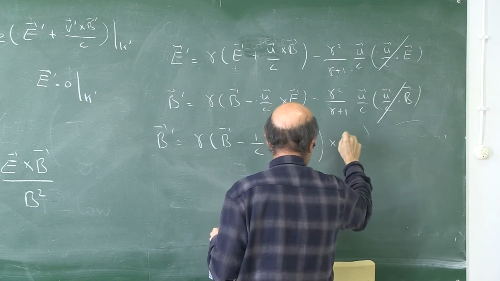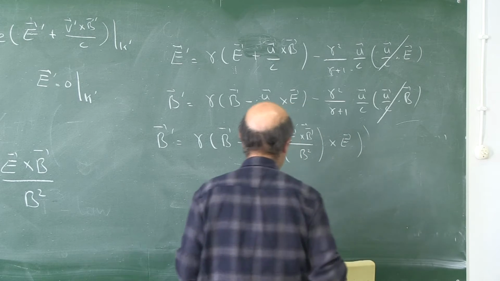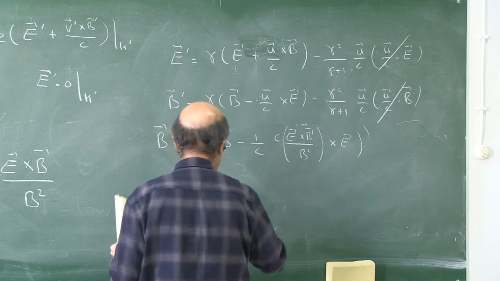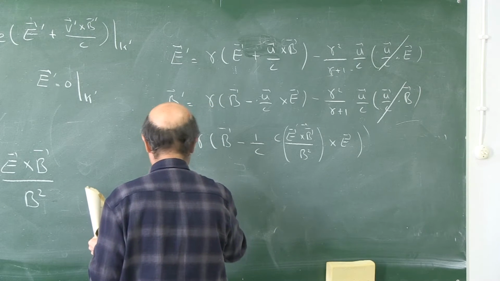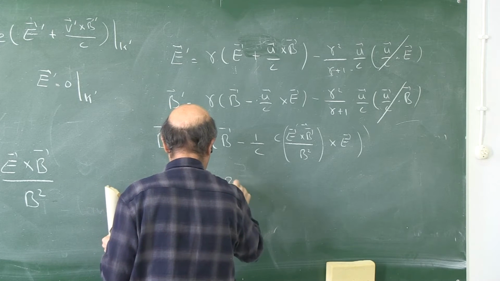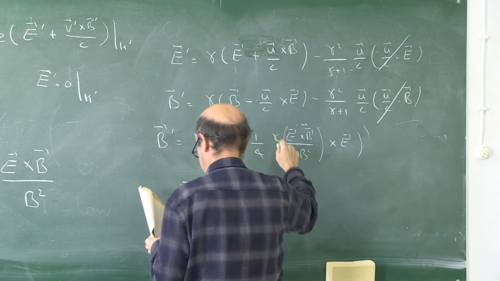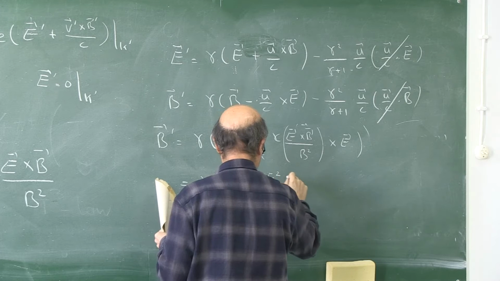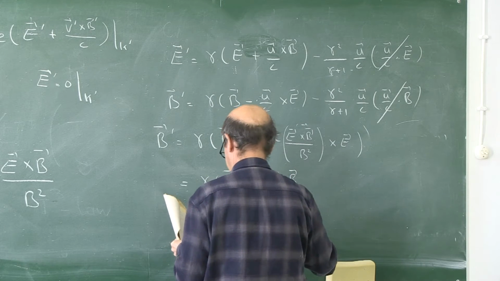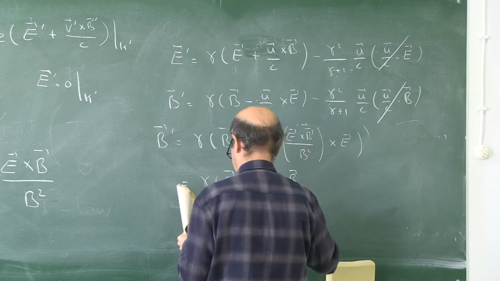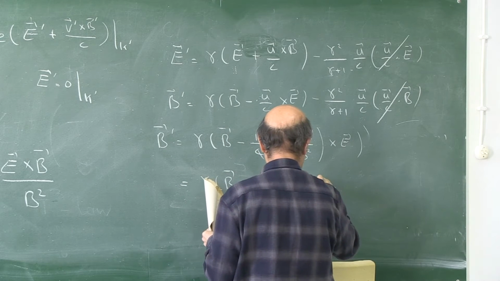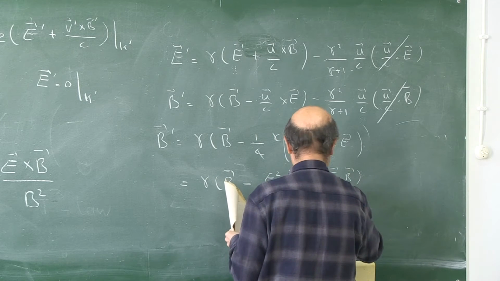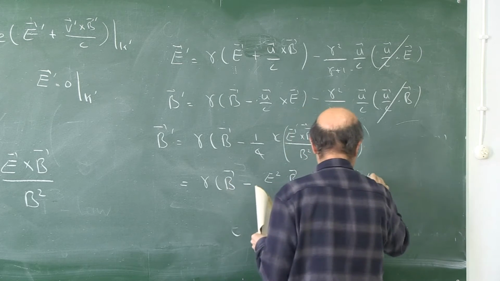cross product with E, and so in that case the situation is the following. If you do the same thing, you will obtain gamma B. The c's are cancelled, so minus E square B over B square, and minus or plus, it doesn't matter, E dot B over B square along E.